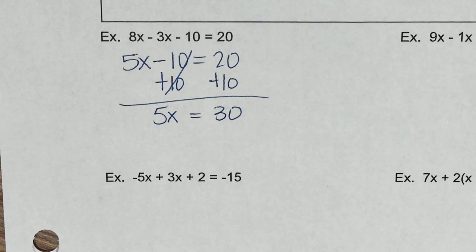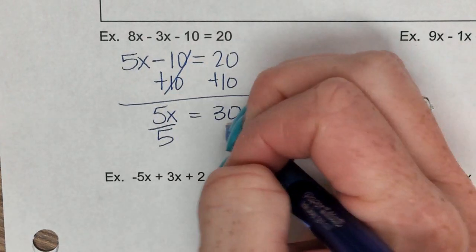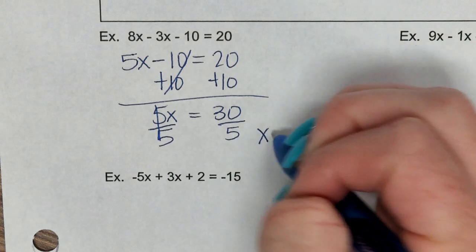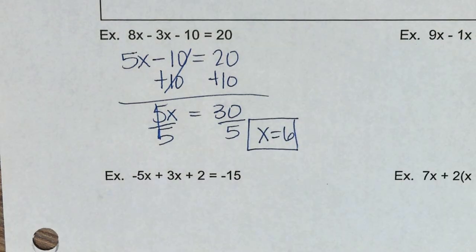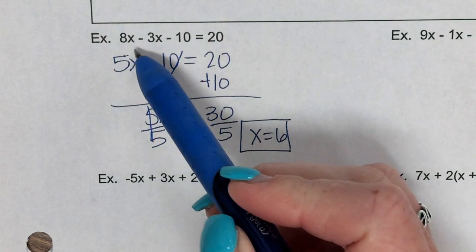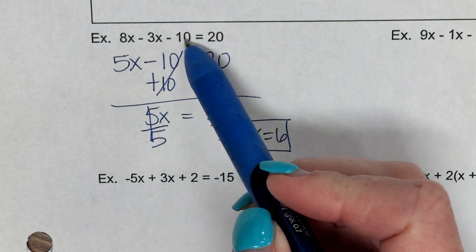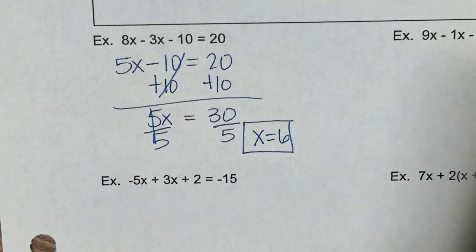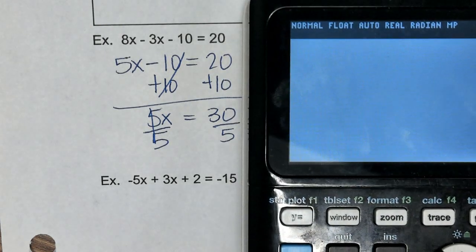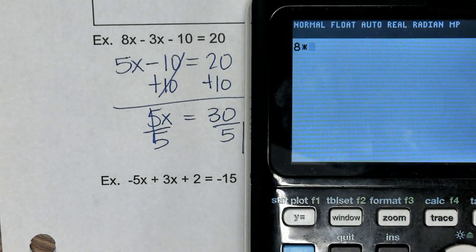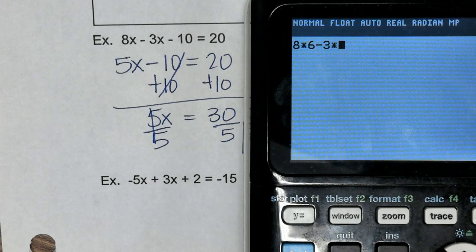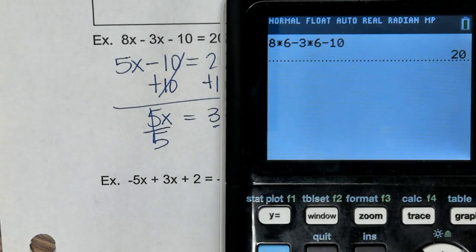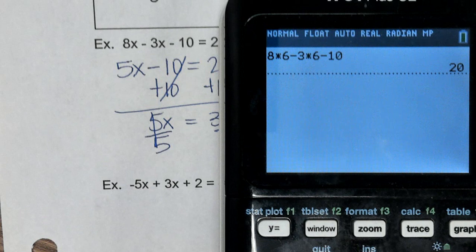Now I'm going to get rid of the coefficient by dividing. 30 divided by 5 is 6. Should you be checking your answers? So I say, is 5 times 6 minus 3 times 6 minus 10 equal to 20? And personally, I would just plug it in my calculator and say, is 8 times 6 minus 3 times 6 minus 10, is that equal to 20? The answer is yes, so I got it right.